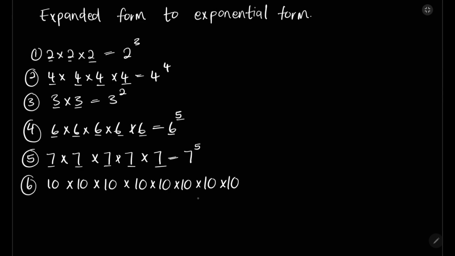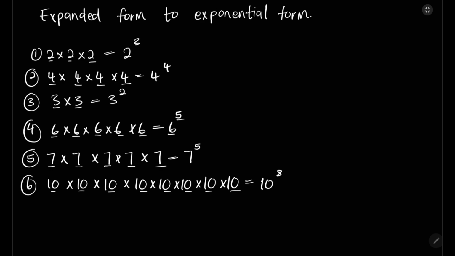What if we had all those tens? What's the first step? We write down our number, our base, which is 10. For our exponent, we count how many numbers we have. We have 1, 2, 3, 4, 5, 6, 7, 8. Therefore, your answer is 10 to the power 8.